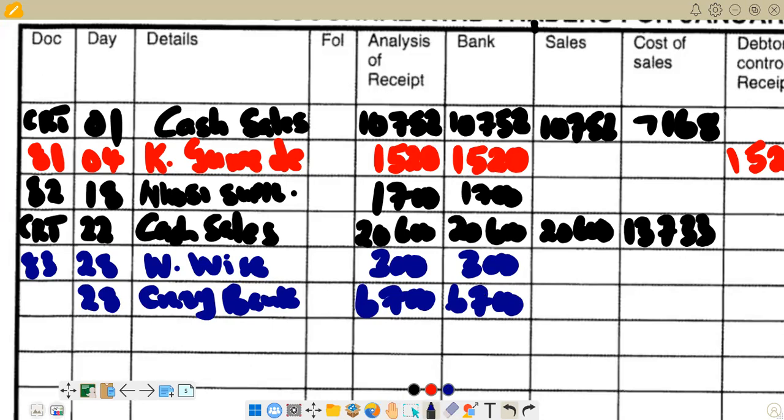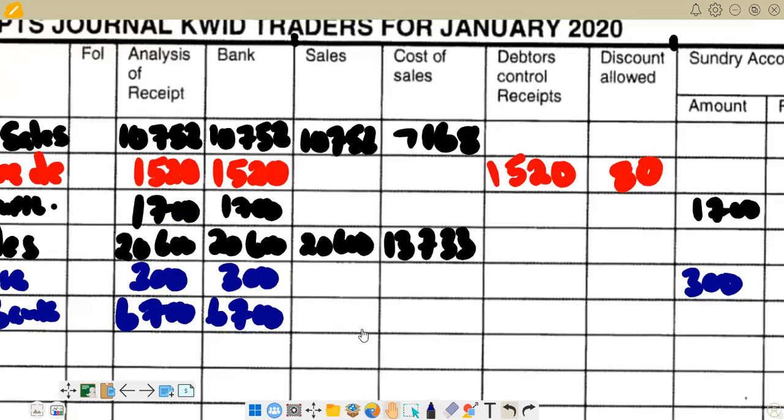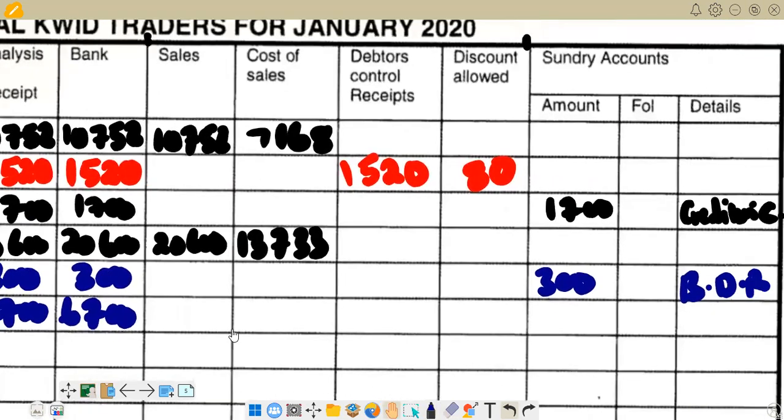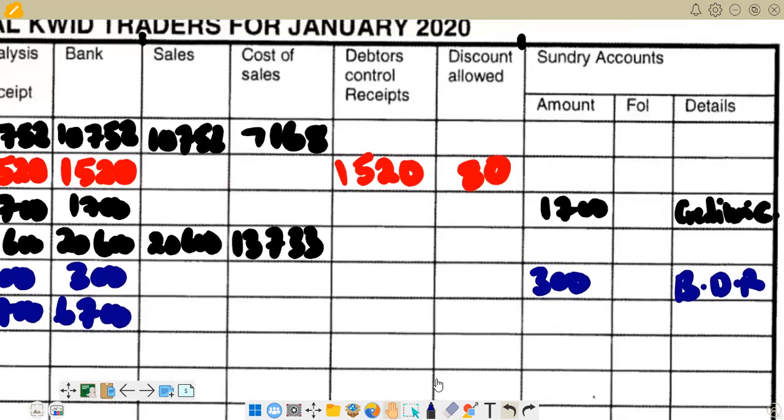And then we don't have a column for loan there, so we are going straight away to the sundry accounts column. Sundry accounts column. So we have 6,700. Then here we are writing it as loan, and obviously it's from Crest Bank. So this is what we have in terms of this one.